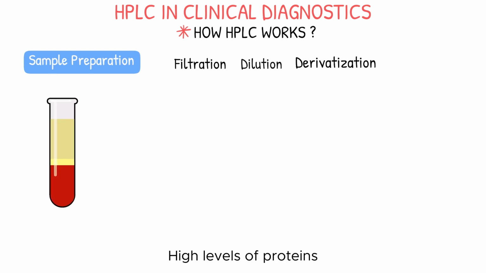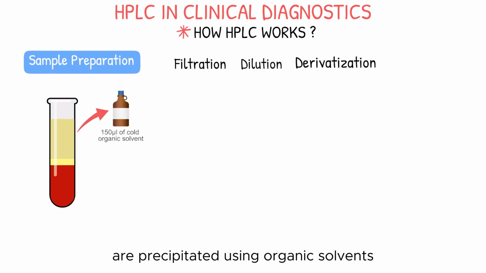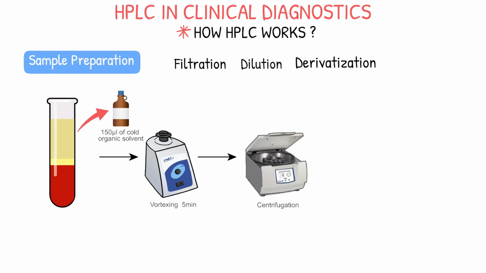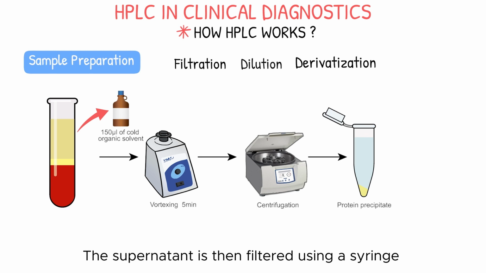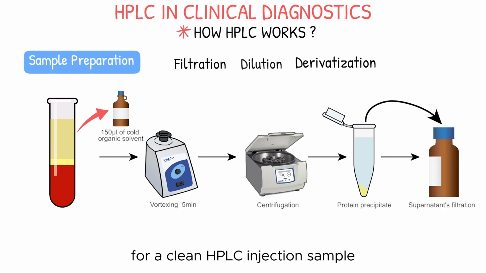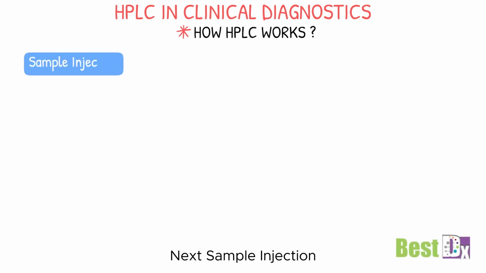High levels of proteins, which can interfere with HPLC analysis, are precipitated using organic solvents and removed by centrifugation or filtration. The supernatant is then filtered using a syringe or centrifugal filter with appropriate pore size for a clean HPLC injection sample. Next is sample injection.